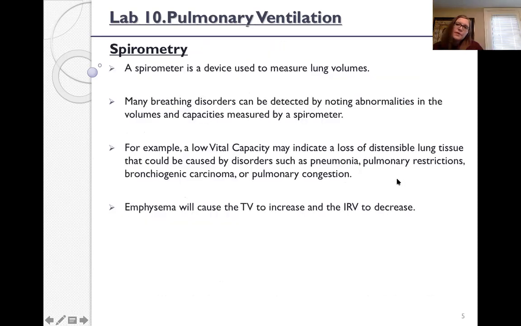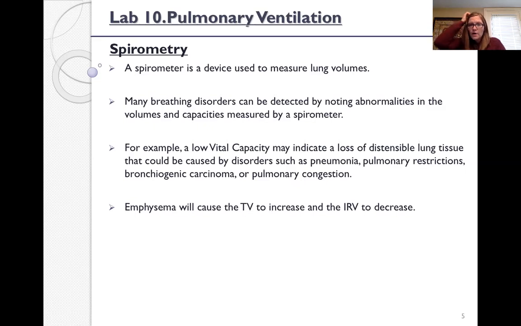Okay, so a couple other things. Remember that a spirometer is a device that we use to measure those lung volumes. That's what we normally would use in the lab. Many breathing disorders can be detected by doing this, such as pneumonia, pulmonary restrictions, bronchogenic carcinoma, pulmonary congestion, possibly even things like coronavirus that we're seeing right now. And then of course, an example of that would be emphysema.